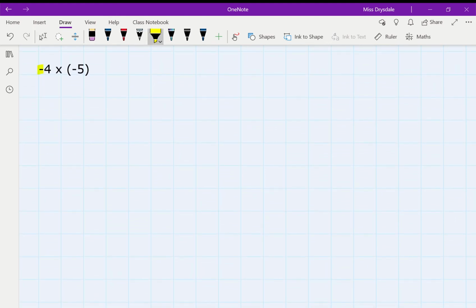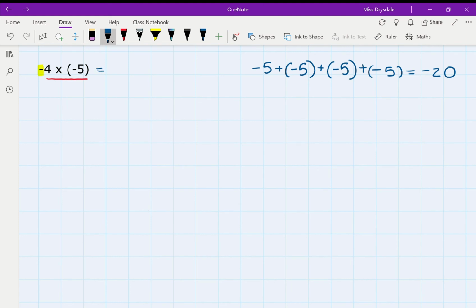So if we are wanting to find the negative of 4 times negative 5, let's deal with the 4 times negative 5 first. So 4 lots of negative 5, add negative 5, add negative 5, add negative 5, gives us negative 20. So 4 times negative 5 is negative 20, but we are wanting to find what the negative of that is. So the opposite of negative 20 is positive 20.